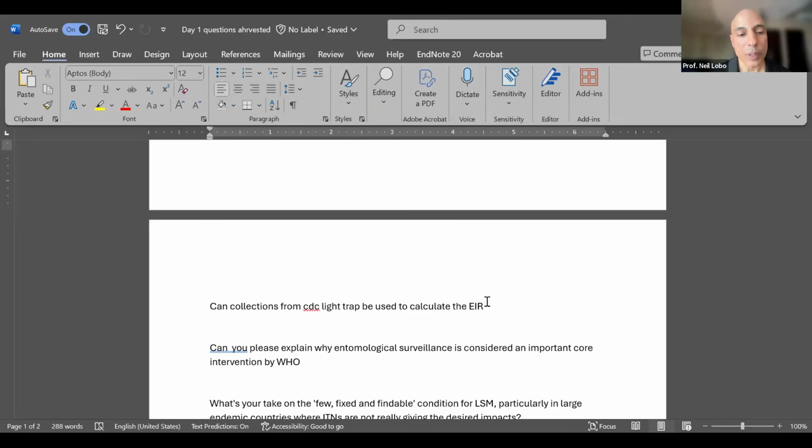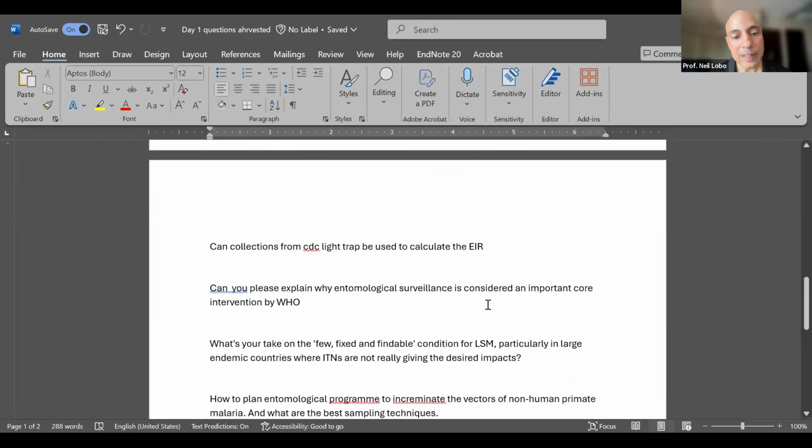So in the perfect world, if we understand the relationship between the catching rates of CDC light traps and HLCs, we can have a translation factor, as in one mosquito caught in an HLC is equal to 0.5 mosquitoes caught in a CDC light trap indoors. And CDC light traps work better indoors than outdoors.